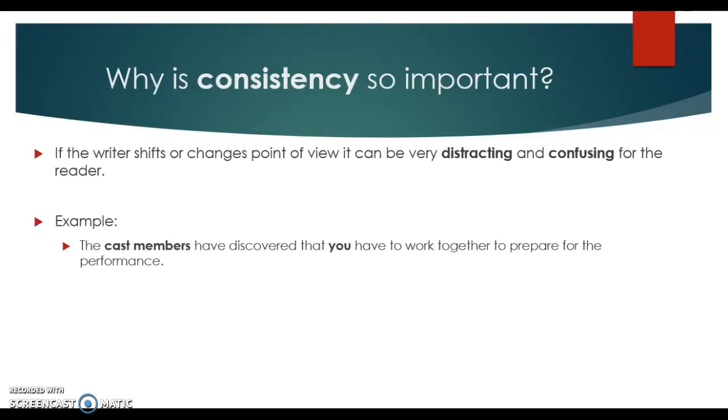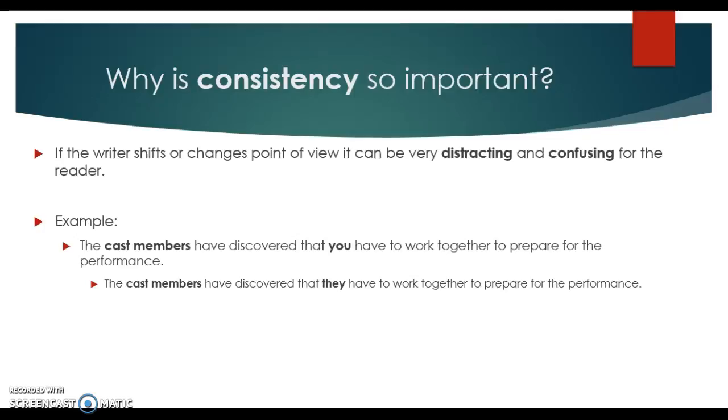So for example, if we have a sentence that says, "The cast members have discovered that you have to work together to prepare for the performance," we have an inconsistency in our point of view. First, the author mentions cast members, but then later on in the sentence, they say, "you have to work together," which is inconsistent. We're shifting which lens we're seeing this through. Instead, to be more consistent, you could say, "The cast members have discovered that they have to work together to prepare for the performance." It's less confusing.